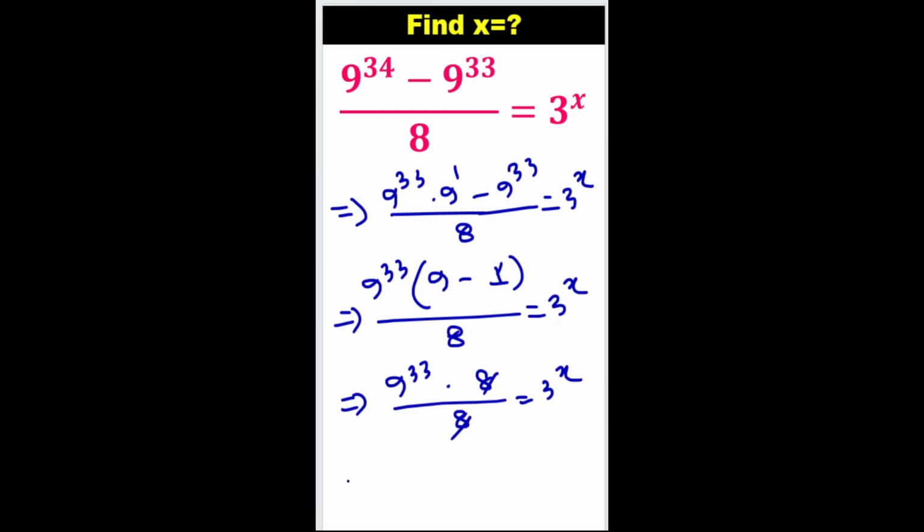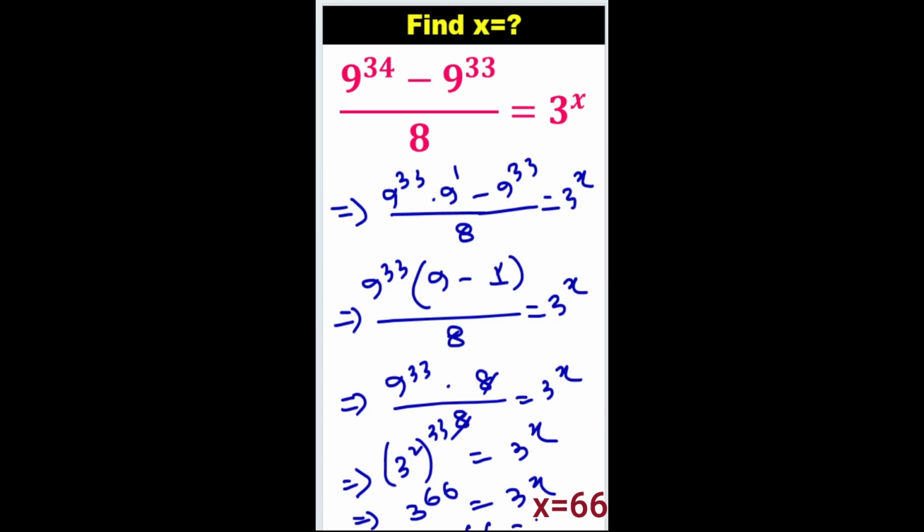So 8 cancels with 8, and we can write 3 squared to the power 33 equals 3 to the power x. So 3 to the power what? 33 into 2 means 66, equals 3 to the power x. So 66 equals x.